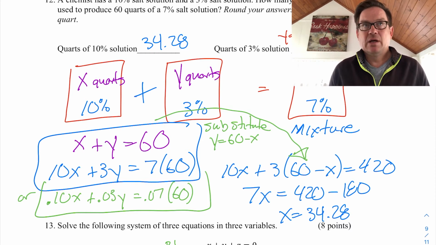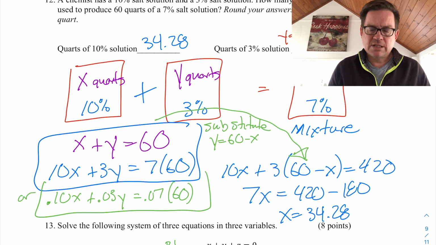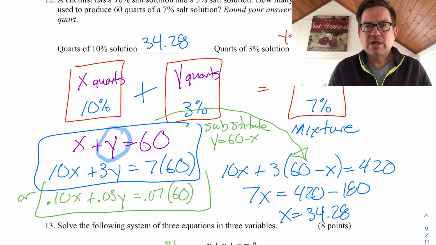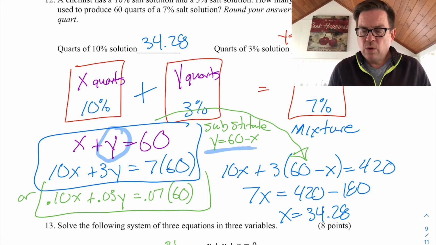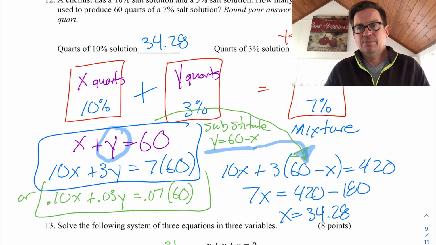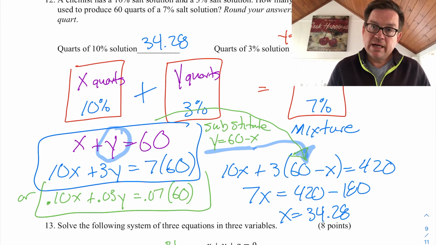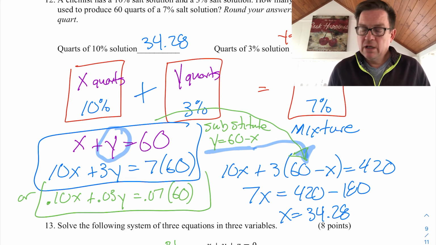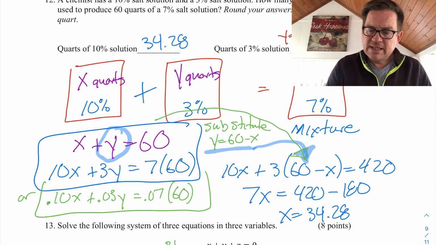That's easier. And how do you solve that? Well, you could do it by elimination, or you can do it by substitution. In this case, I'm going to take that top equation and solve for y. y equals 60 minus x, and I substitute that into the y in the second equation. I get 10x plus 180 minus 3x equals 420. 10x minus 3x is my 7x.